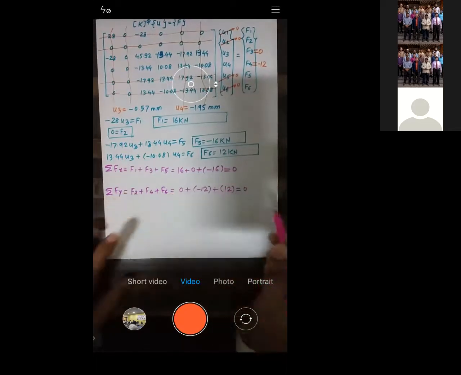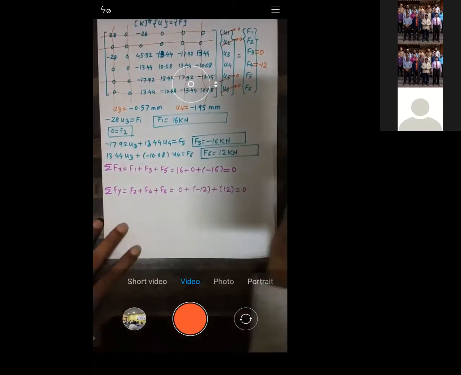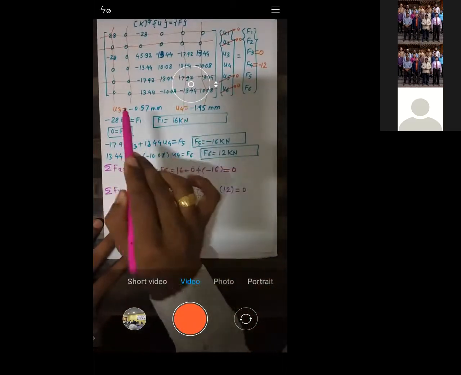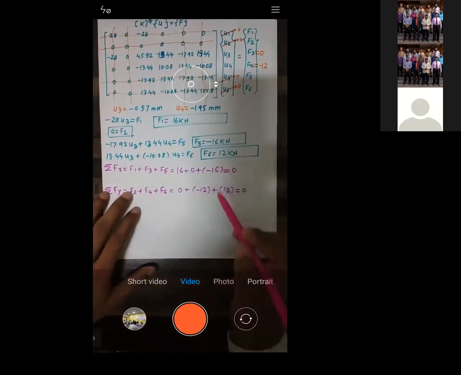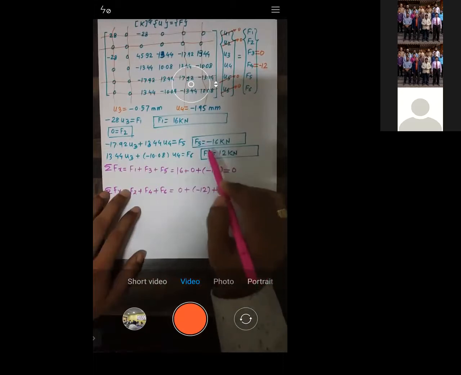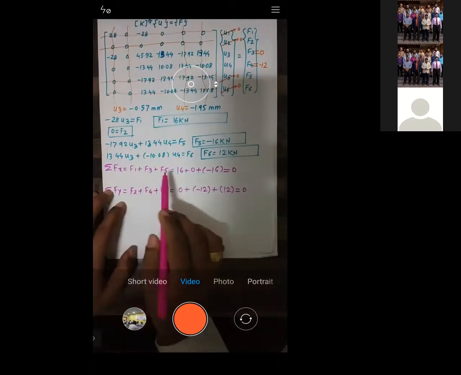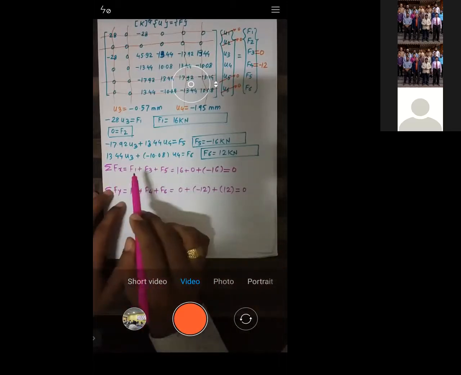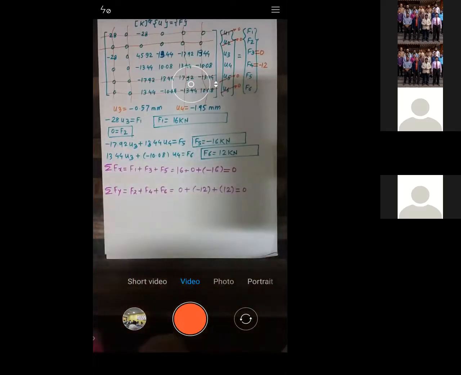So our summation of forces is tending to 0. That means whatever values of displacement we got are correct. How did you get the summation of forces to be 0? From the reactions and the forces. And how did you get the reactions? By displacement. Summation of forces is 0 because your reactions are correct, and your reactions are correct because your displacements are correct, right?